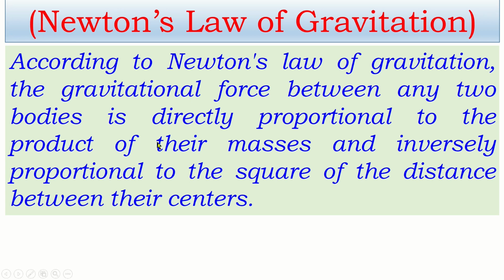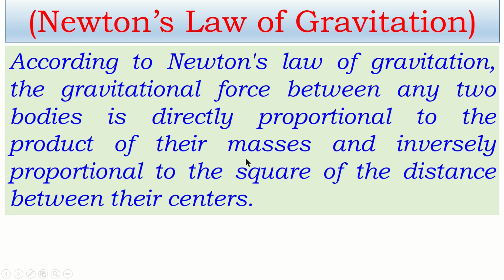What does it mean? Directly proportional means if two physical quantities are related in such a way that one increases with the increase of another, then that relation is called directly proportional. And inversely proportional means what? If two physical quantities are related in such a way that when one of the physical quantities increases, the other decreases, then this relation between those two physical quantities is called inversely proportional.